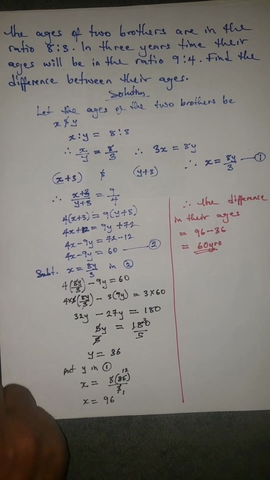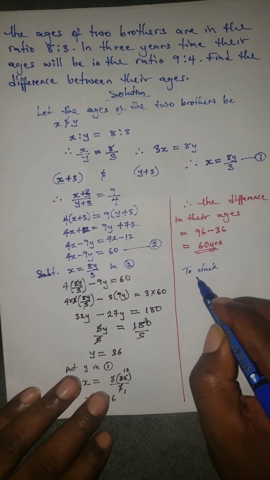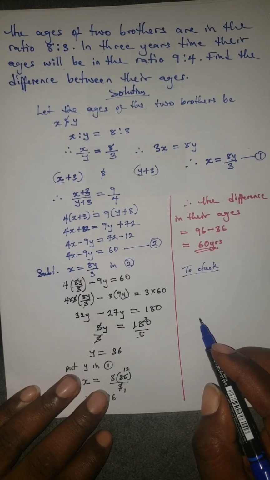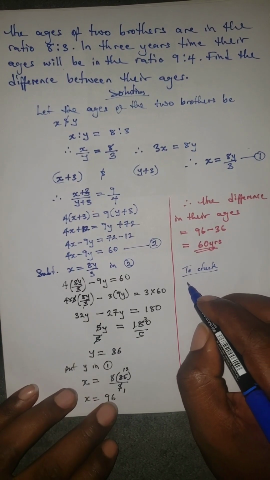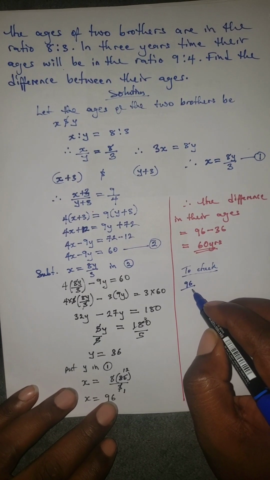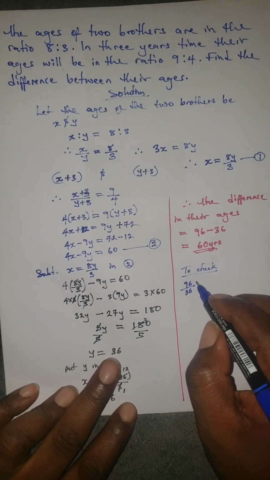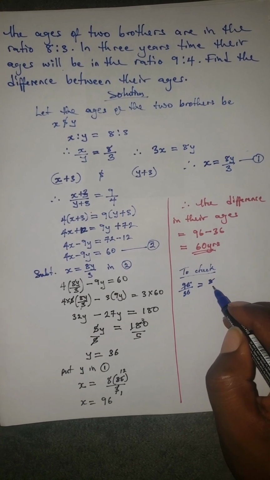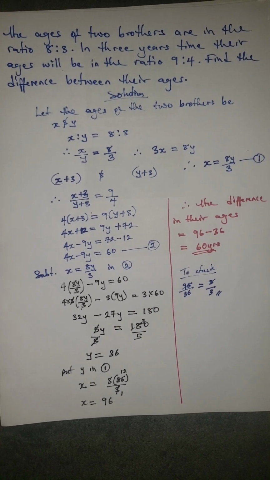We actually need to check this answer to be sure that what we have done is correct. So to check, we can have x over y and see if the ratio is going to give us 8 over 3. So x is 96 over y, which is 36. So let's check whether it's going to give us 8 over 3. 12 in 96 will give us 8, and 12 in 36 will give us 3. So you can see we have our ratio.